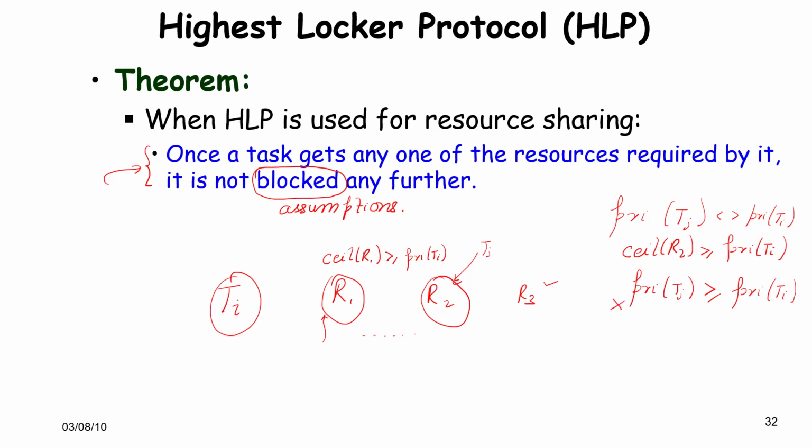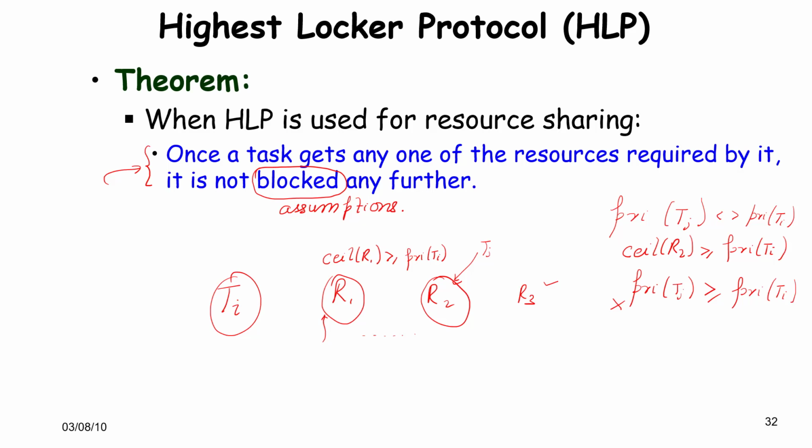It means basically that R2 is currently not being held by any other task. Because if it was being held by some other task, then naturally its priority would be higher than Ti, and that task could be executing and not Ti. So we can have a similar contradiction for R3, R4, and Rk, which basically means that the moment Ti acquires R1, we can say that the rest of the resources are free. Which means Ti will not be blocked any further.